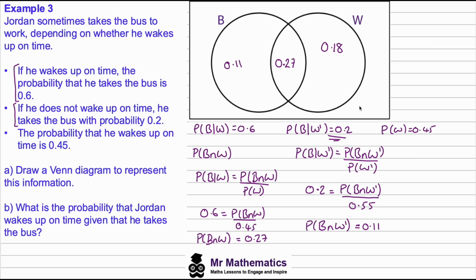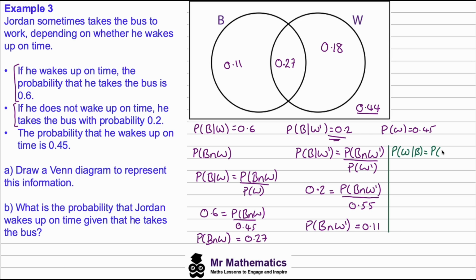And then we can work out the probability on the outside by 1 take away each of them. And this will give us 0.44. For part B, what is the probability that Jordan wakes up on time given that he takes the bus? So if I just block this off, the probability that he wakes up on time given that he takes the bus.